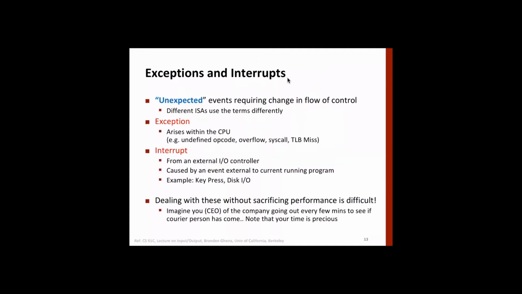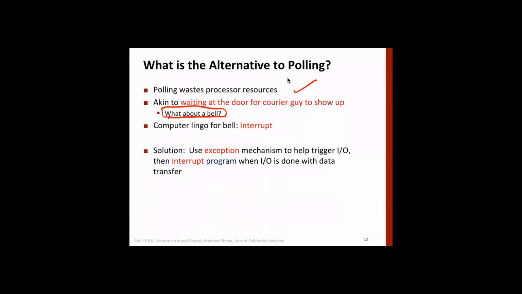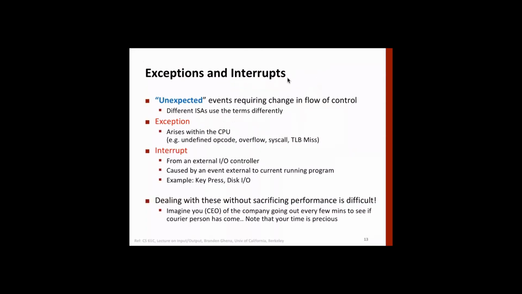So in general, we have two such things. One is called exception, the second is interrupt. Okay, both are used interchangeably. We use these terms when there is an unexpected event requiring a change in the flow of control, right? It means that the CPU is executing instructions one after another, and something happens that may cause a change in the flow of the execution which it is supposed to follow.